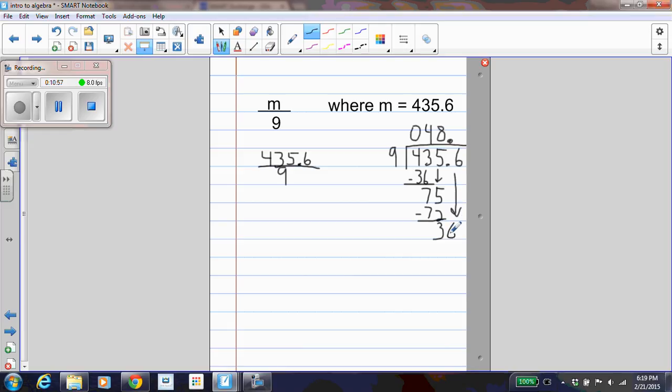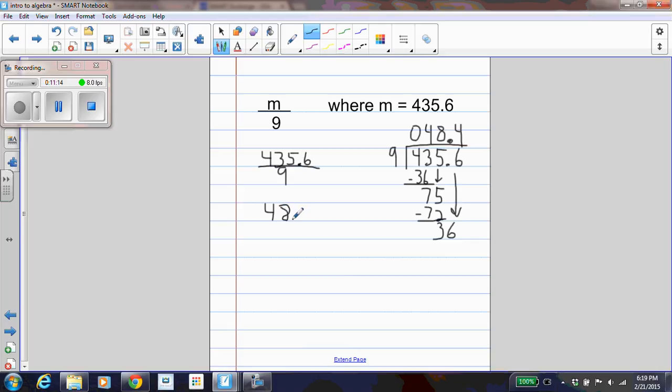And I already have the decimal in place, so that's good. 36 divided by 9 is 4. And so I get my answer. My quotient is 48 and 4/10. I'm going to go one line below just to make sure it's neat and orderly. And I am finished with this. And I hope you keep your work as neat and nice as mine. Good.